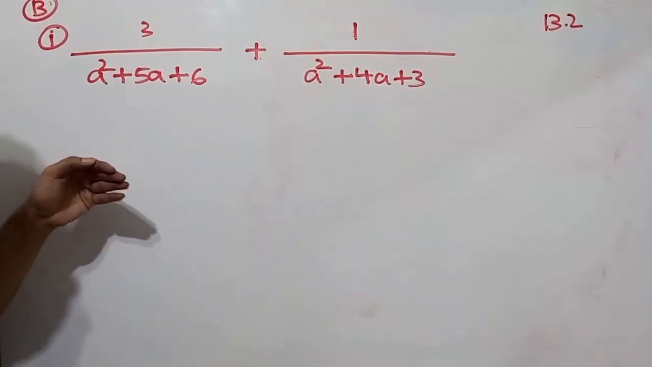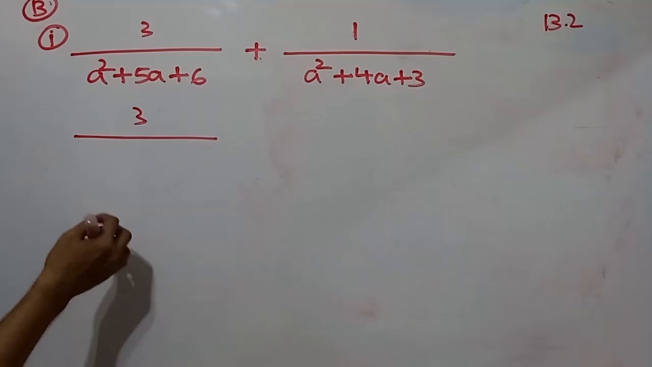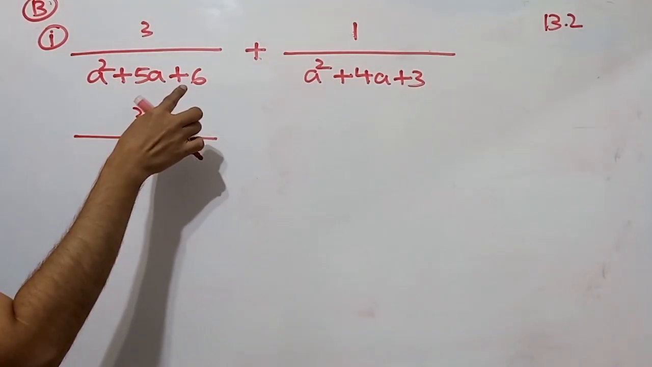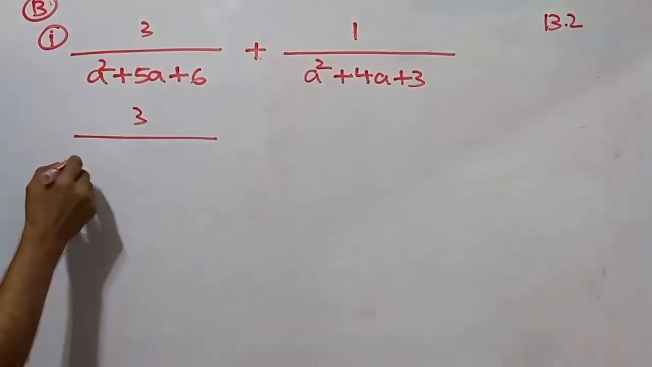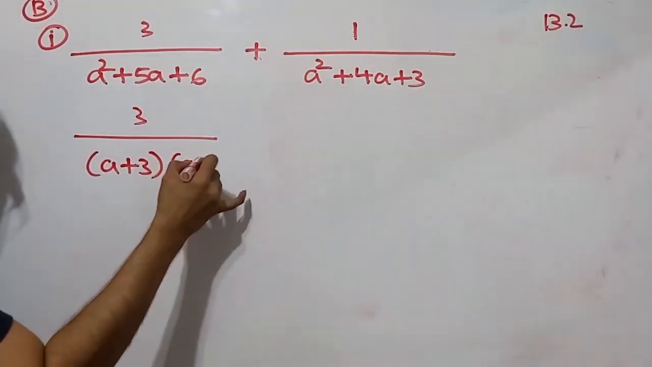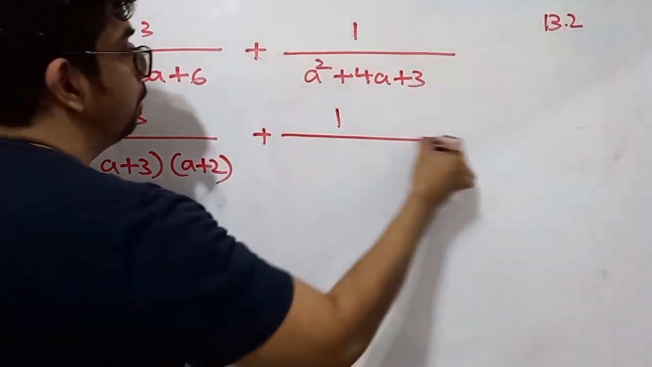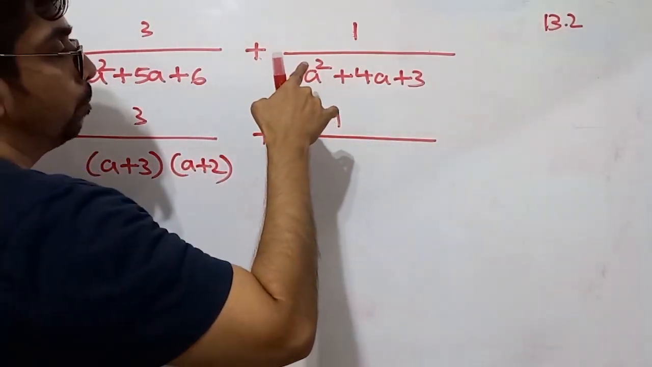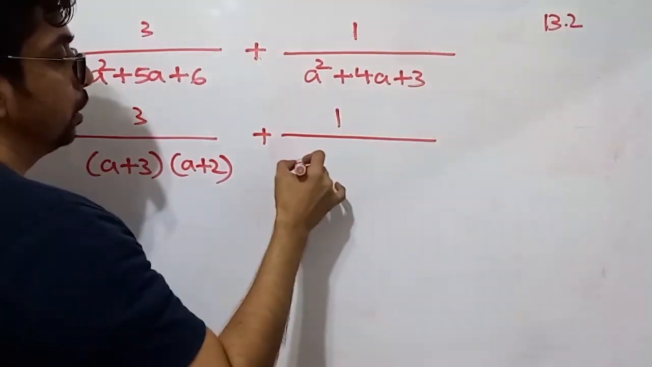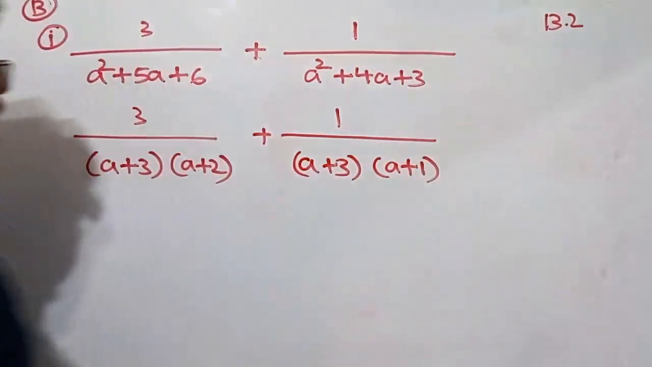Right, here also we need to factorize both of these expressions. So actually we can come up with the factorization at once. So 3 divided by, so when we multiply the first term and the last term, we get what? 6a squared. Middle term is 5a. So what do we have? 3 into 2. So a plus 3, a plus 2. Right? Then here, what do we have? 1 divided by. So first term and the last term, 3a squared. Middle term is 4a. So 3 into 1. So a plus 3, a plus 1.